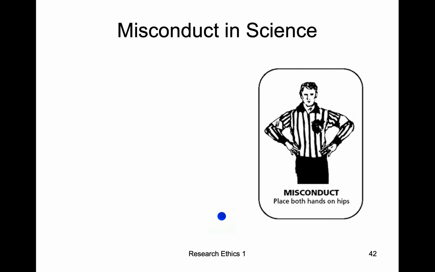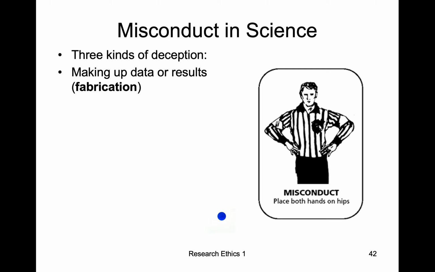Now, what about misconduct in science? We've been talking about different kinds of things, and here we have a picture of a referee. Misconduct, both hands on hips. But how does that happen in academic research? There's 3 kinds of deception. Now, we were talking about accidents, people just being sloppy. That's not official misconduct, but there are 3 kinds of deception. The first is making up data or results.